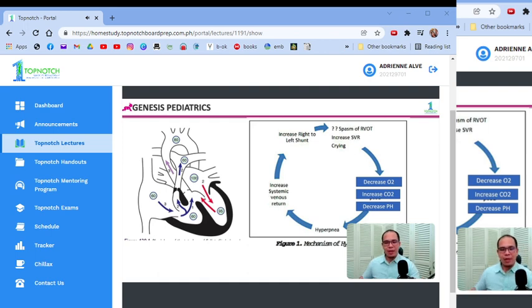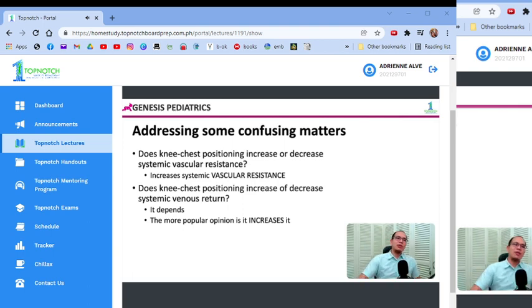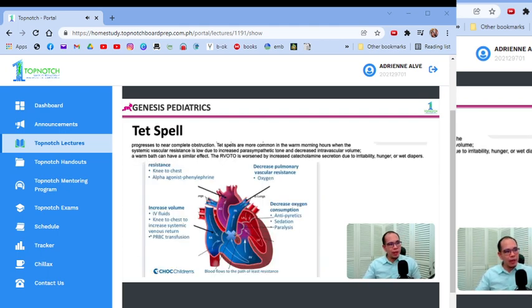Okay? Then again, sabi ko nga sa inyo, bakit may confusion? Unang-una, nalilito yung mga tao dun sa SVR. Guys, for the board exam and what is taught to you in med school, it's better to stick to the knowledge na yung SVR is traditionally and more commonly systemic vascular resistance. It's not the venous return. And when they ask you if knee chest increases or decreases your venous return, the safer answer for the board is that it increases it. This is what you will find in most textbooks.